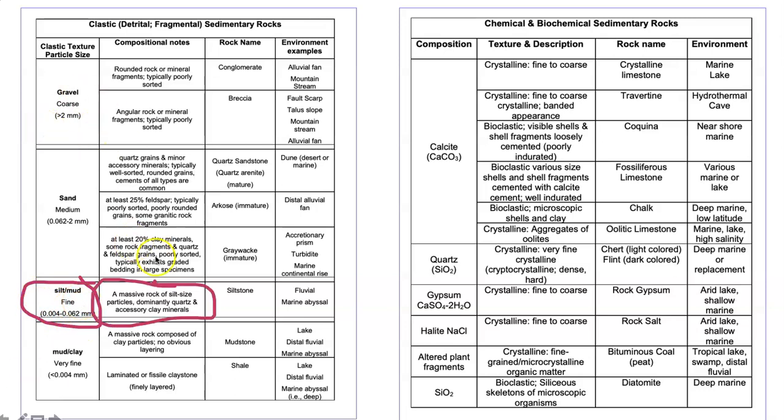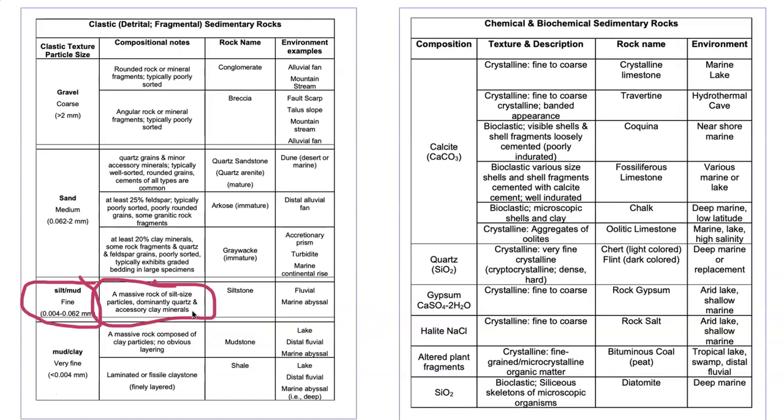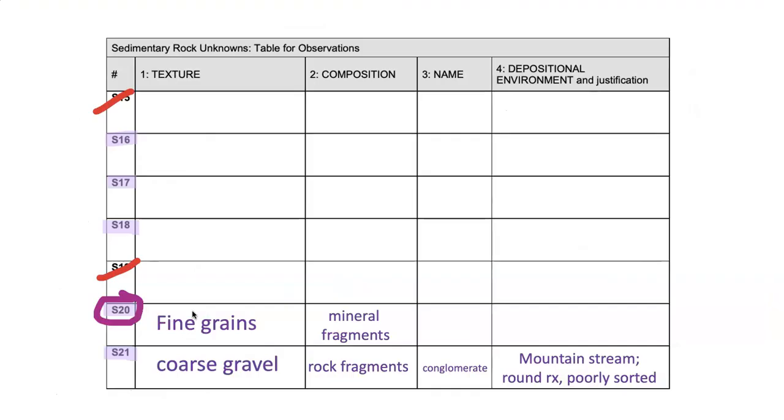The compositional notes would be a massive rock of silt size particles, dominantly quartz and accessory clay minerals. Now this is so fine we really can't tell that. But what we'll put on our chart is that we have fine grain texture and we know our composition is mineral fragments. We want to have a name, so we're going to call this a siltstone. So we put that in the name.